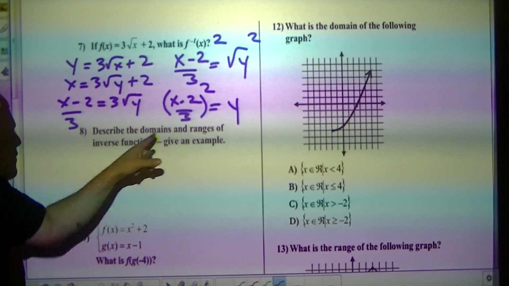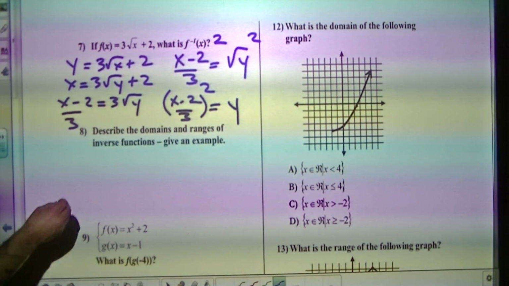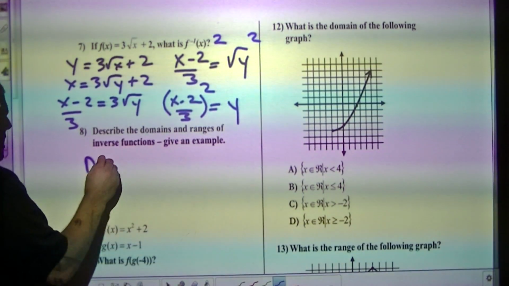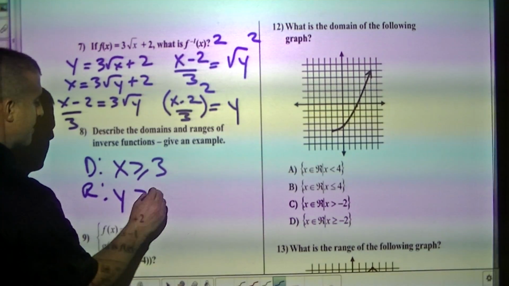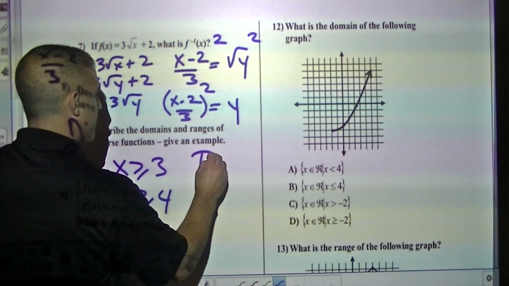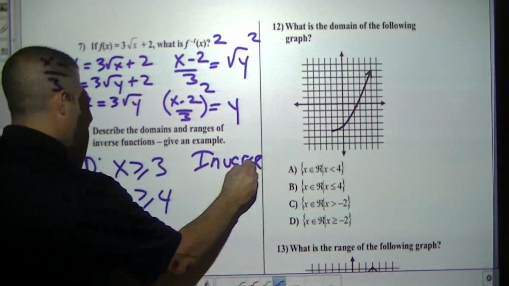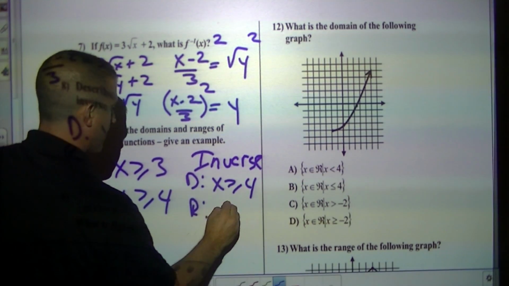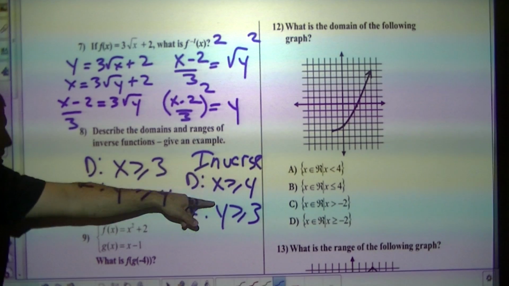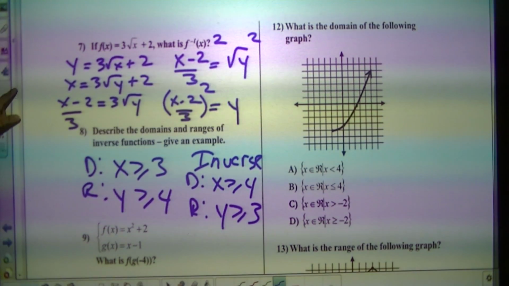Describe domain or range inverses of inverse functions. Okay, so like if a domain is like x is greater than or equal to 3, and the range is y is greater than or equal to 4, then when you do the inverse, okay, the domain is going to be x is greater than or equal to 4, and the range is going to be y is greater than or equal to 3. The letters are still x and y, but the numbers switch, okay?